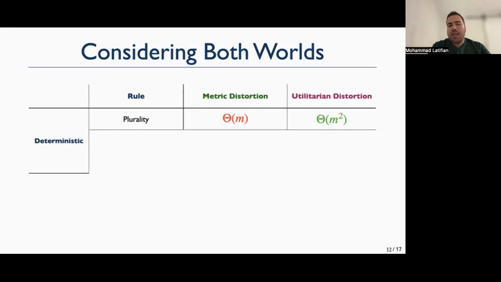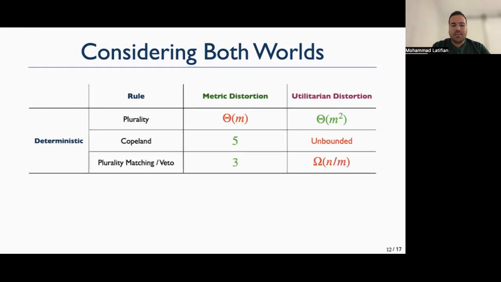We also have Copeland, which has a metric distortion of 5, but has unbounded utilitarian distortion. And we have plurality matching and plurality veto, which are optimal in the metric setting and have distortion of 3. But their distortion in the utilitarian world depends on the number of voters, which is not good.